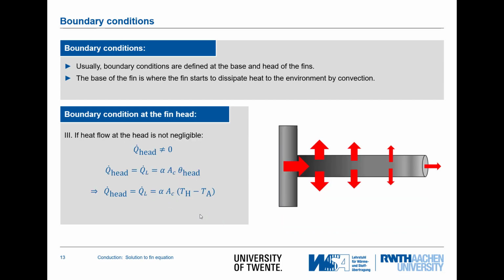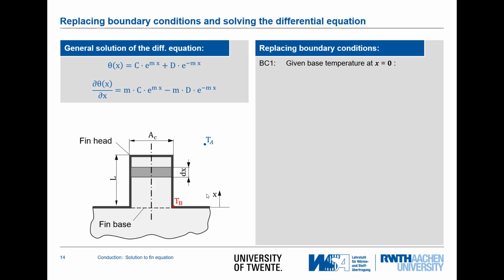Another option is that the heat transferred at the head is not equal to 0. In this case, we might need an equation that describes the heat transfer from the head to the environment. We can basically use the same equation we used before. We say there is a heat transfer coefficient, there is an area of the fin head, and there is a temperature difference. Let's assume that the temperature difference is also related to the ambient temperature TA. So this is another option for a boundary condition for the fins.